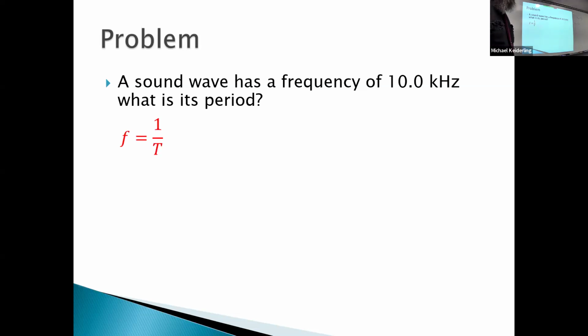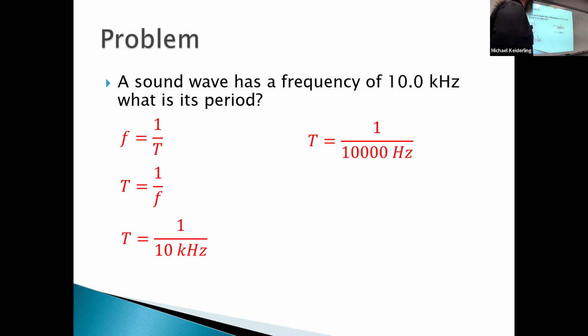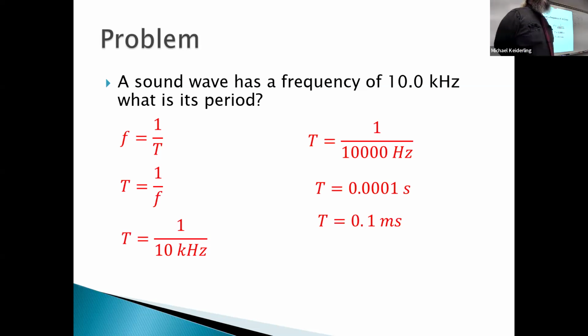The frequency is 1 over period. The period is 1 over frequency. 1 over 10 kilohertz is 1 over 10,000 hertz, which is 0.0001 seconds or 0.1 milliseconds.